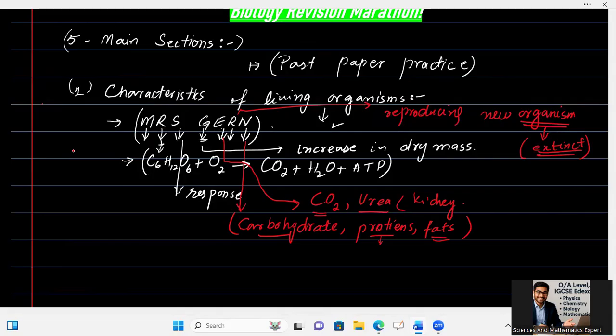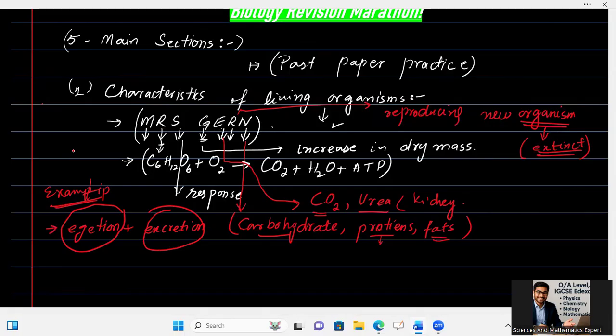This is not the waste product of metabolism. So remember that egestion and excretion are not the same thing. Egestion is undigested food, and excretion is the removal of waste material from any chemical reaction. This is just an exam tip: if the examiner asks, you should differentiate between egestion and excretion.